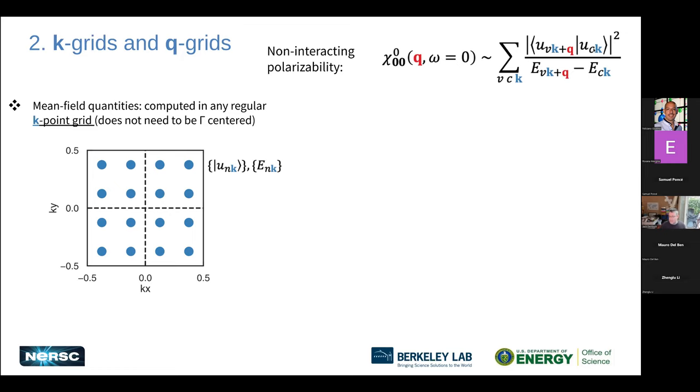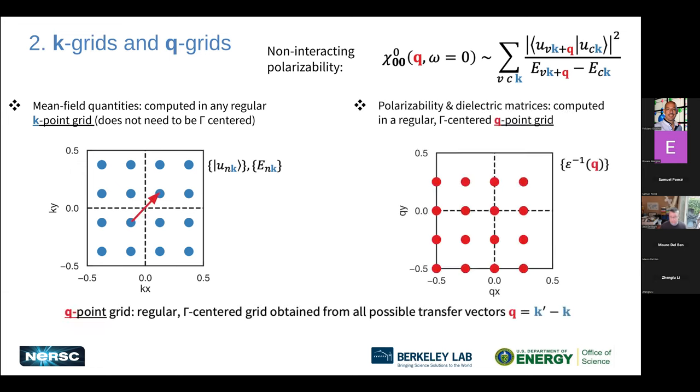But what you see here is that you have wave functions as a set of values on this K grid, but then to construct the polarizability, what you need is another set of wave functions here, the valence wave functions on a grid that is shifted from that grid at the Q values from which you want to compute the polarizability. So you need both wave functions on your original grid plus a grid shifted from that original grid by those Q values.